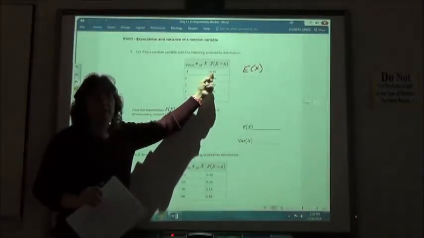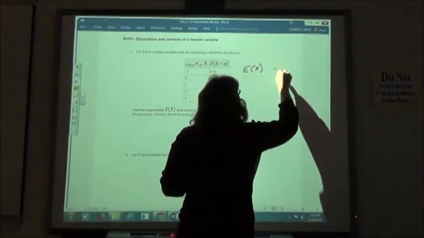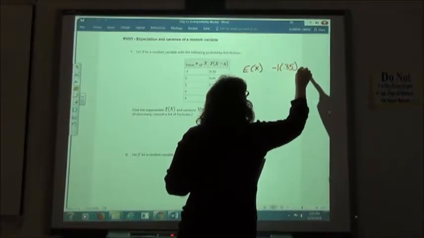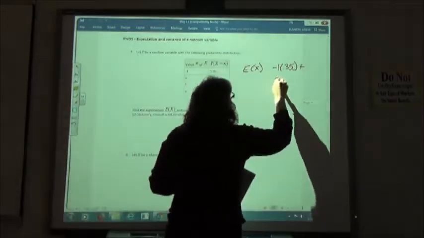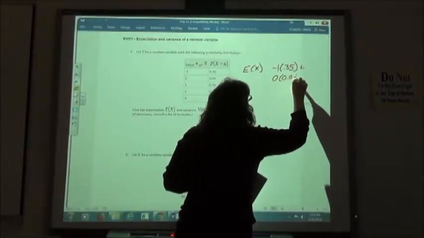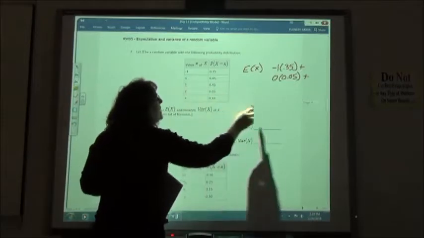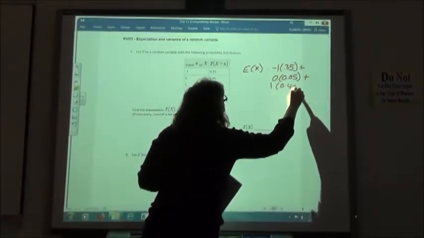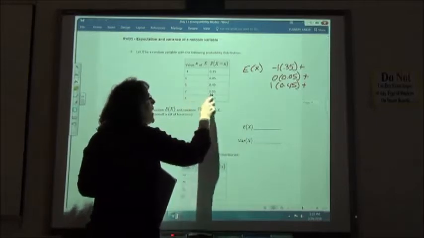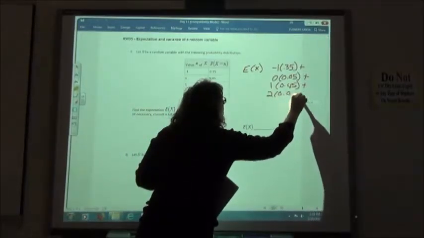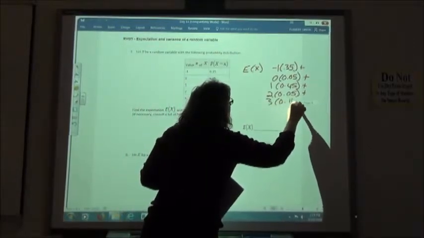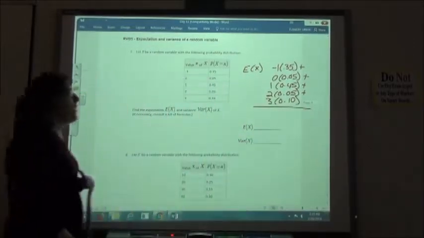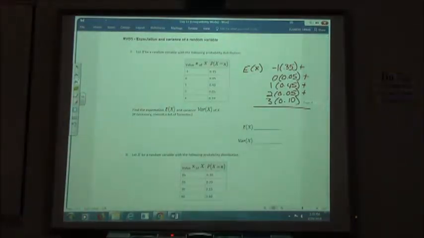-1 has a probability of 35%, so we're going to take -1 times 0.35. 0 has a probability of 0.05, so we're going to take 0 times 0.05. 1 has a probability of 0.45. 2 has a probability of 0.05. And 3 has a probability of 0.10. So basically we're just taking the value times its probability and then adding all that up.